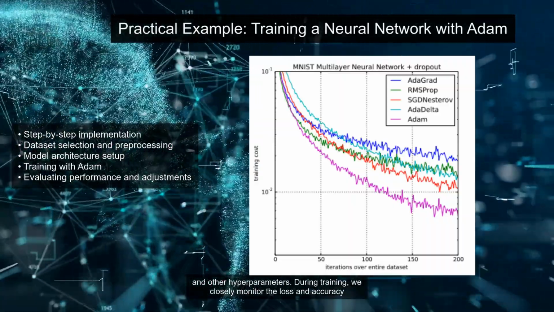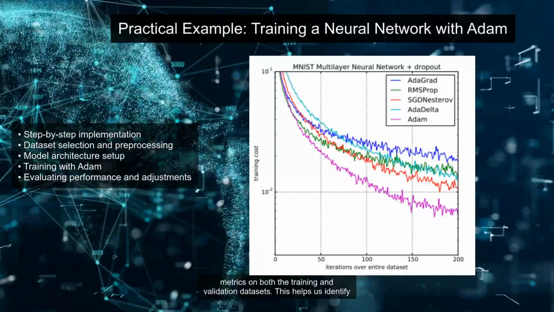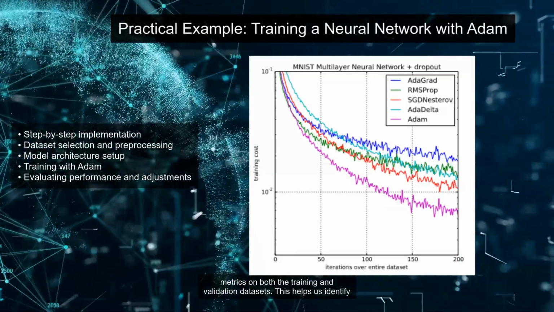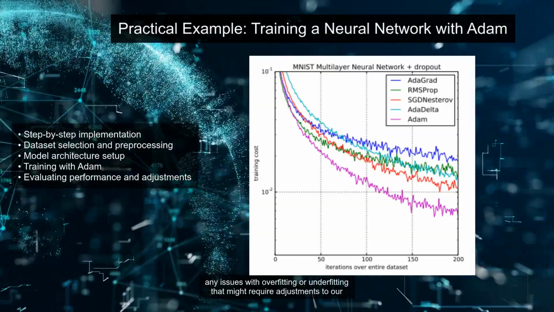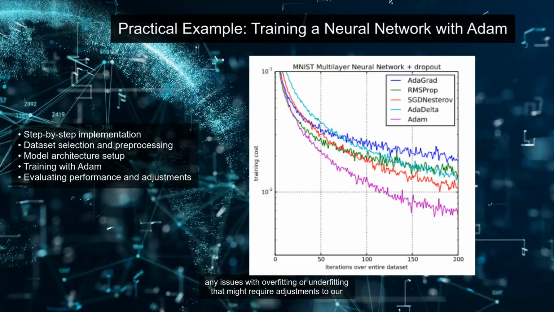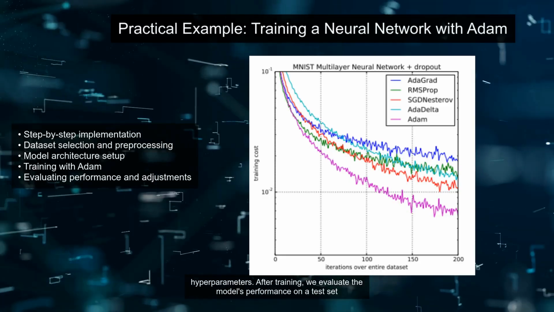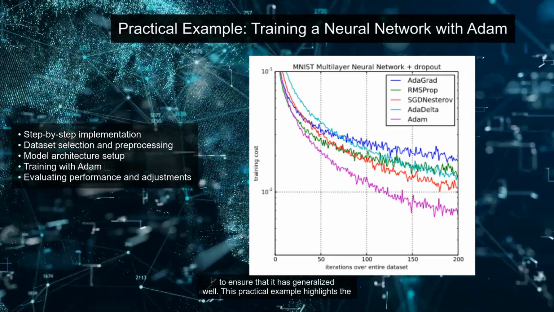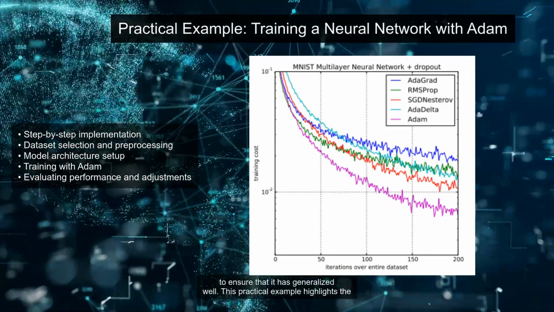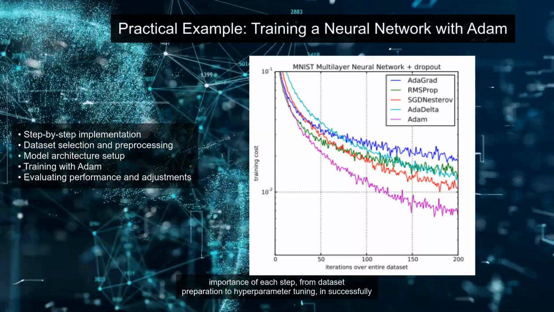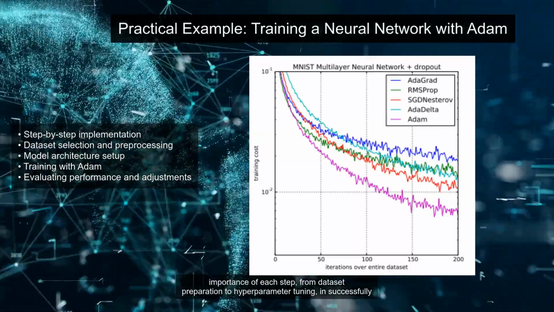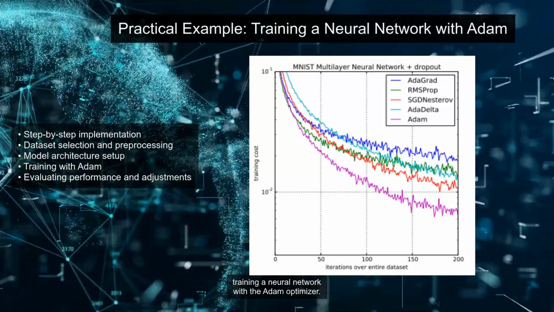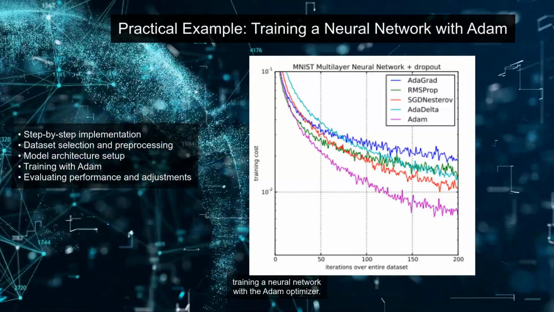During training, we closely monitor the loss and accuracy metrics on both the training and validation datasets. This helps us identify any issues with overfitting or underfitting that might require adjustments to our hyperparameters. After training, we evaluate the model's performance on a test set to ensure that it has generalized well. This practical example highlights the importance of each step, from dataset preparation to hyperparameter tuning, in successfully training a neural network with the Atom Optimizer.